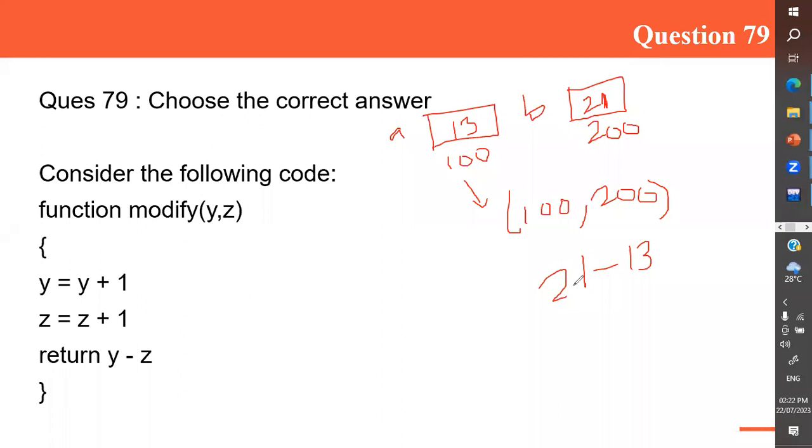What is 21 minus 13? You have to tell. 21 minus 13 is 8. Am I right? 8 or 7? 8 only, right? Yeah, 8. So 8 is the return value we got. So now 8 is returned.